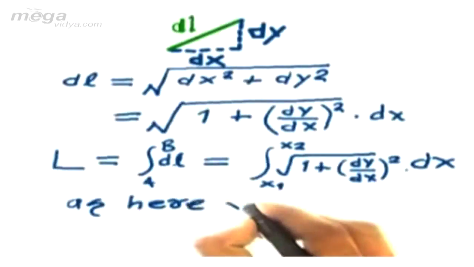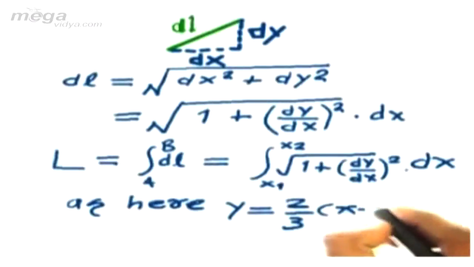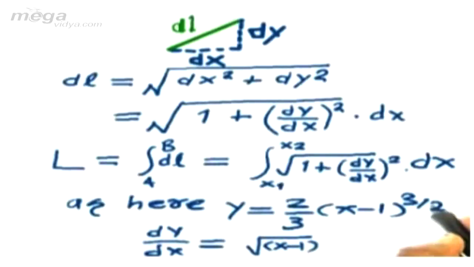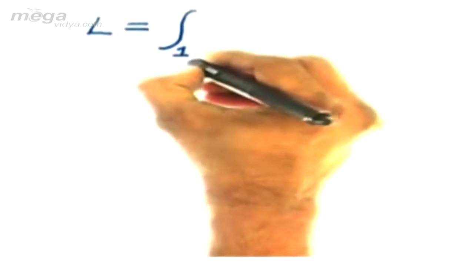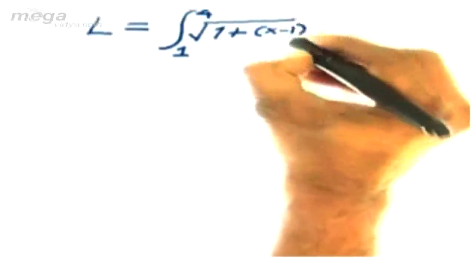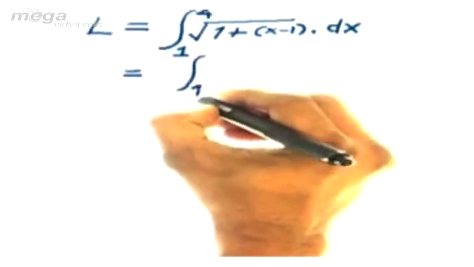Now here we have been given the equation y equal to 2 by 3 (x minus 1) to the power 3 by 2. By differentiating it, we get dy by dx equal to under root of x minus 1. So here we can write the complete length of the path starting from A to B as an integration. x1 is given here as 1, x2 is given here to be 4. So under root of 1 plus square of under root of (x minus 1), it is x minus 1 plus 1, which is x. We are going to integrate it with respect to x. So it now becomes the integral from 1 to 4 of root x dx.